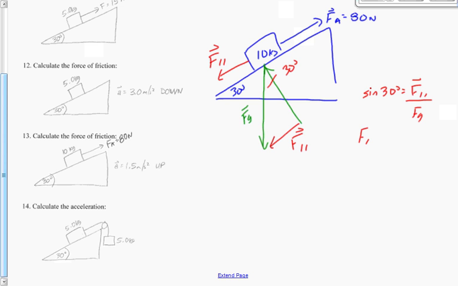Therefore, F parallel will always be equal to M times G times sine 30, which in this case works out to be 49.05 newtons. Lots of you will remember that.